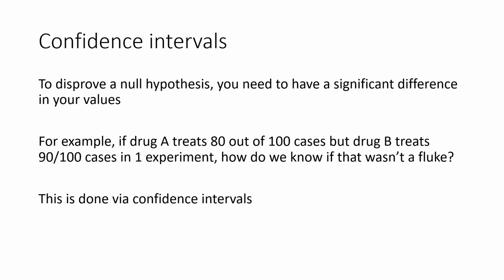In experiments and hypothesis testing, you need to disprove a null hypothesis, and the way you do that is by having a significant difference in your values. For example, if drug A treats 80 out of 100 cases, but drug B treats 90 of 100 cases, how do we know that wasn't a fluke? How do we know that next time drug B could treat 78 and drug A can treat 86? The way we see the difference and the significance of the difference is through confidence intervals.